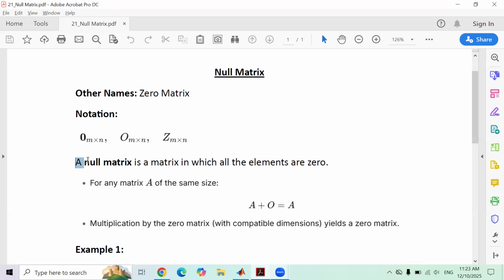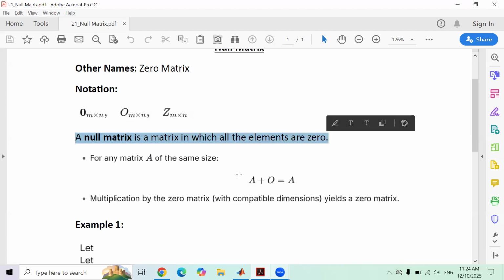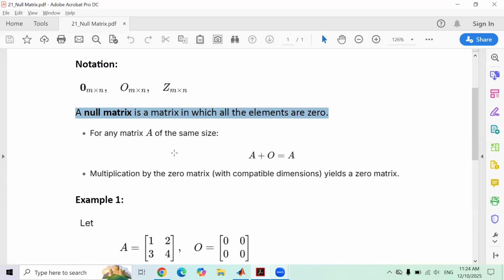Now, what is this null matrix? Well, a null matrix is nothing but a matrix in which all the elements are equal to zero. So we know that whenever we add zero to any quantity, we get the same quantity, and when we multiply zero with any quantity, we get zero. So the same thing holds here. When we add a null matrix with any matrix of the same order, we get that matrix. When we multiply a zero matrix with any matrix, provided dimensions are compatible, we get a zero matrix.